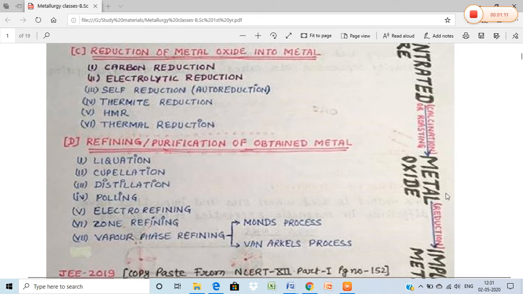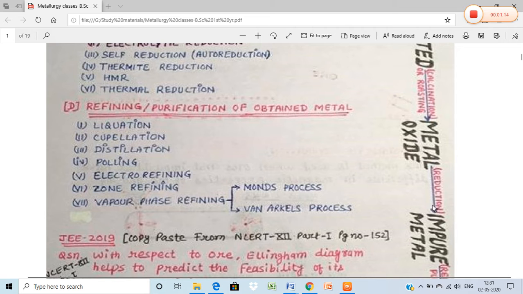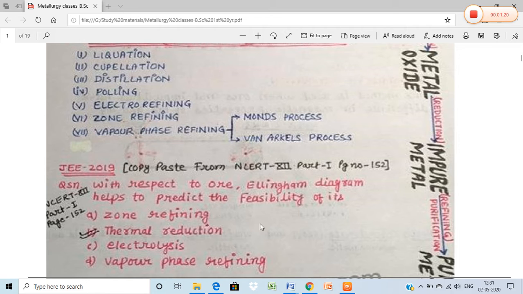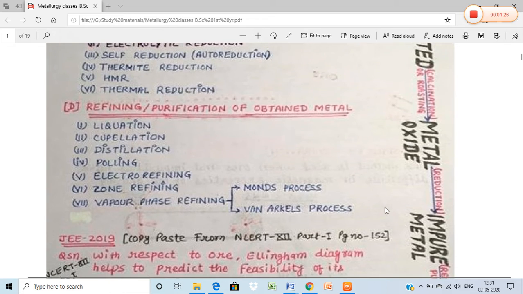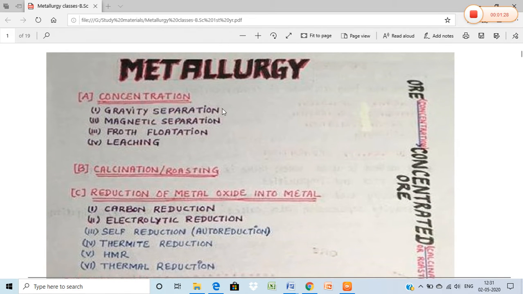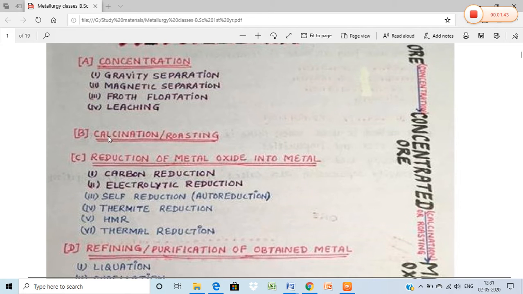The metal oxide is further reduced to get the impure metal. Then we do the refining process in order to get the pure metal. Here are the processes we follow for concentration of the ore: gravity separation, magnetic separation, flotation, leaching. In the second phase, to get the metal oxide, we do calcination or roasting. All of these terms we will be studying further in this chapter.